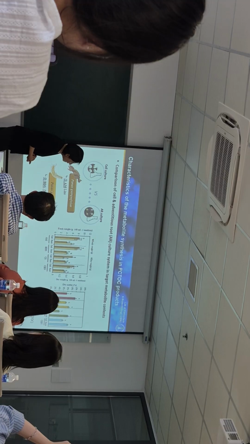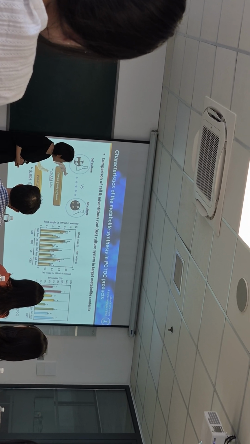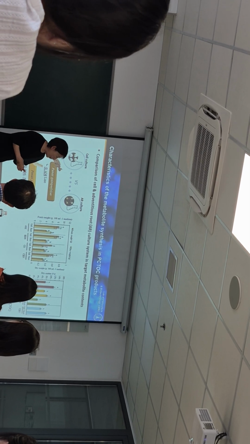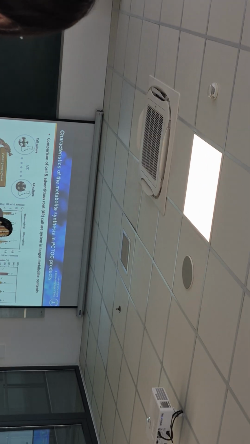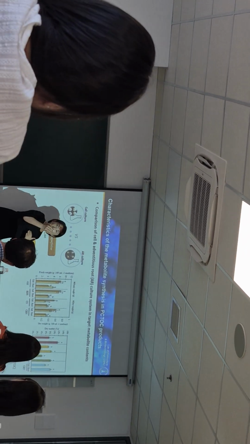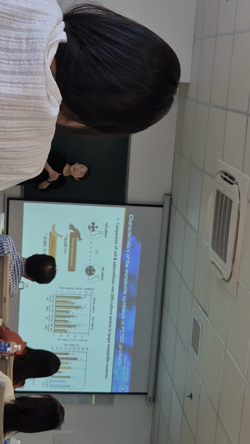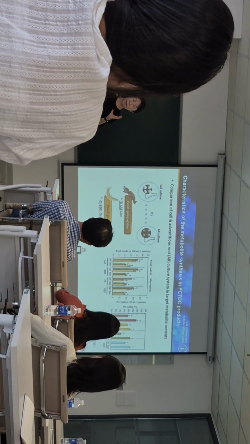So as you can see here, from all cell types, the cells produce more fresh weight. But if you see the dry weight, the adventitious roots are higher than cells. So you can see adventitious roots always produce more biomass than cells. So cells are full of water.